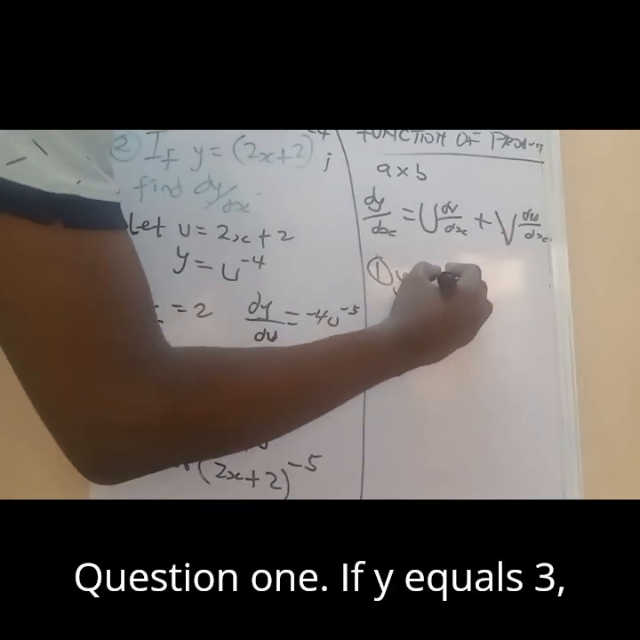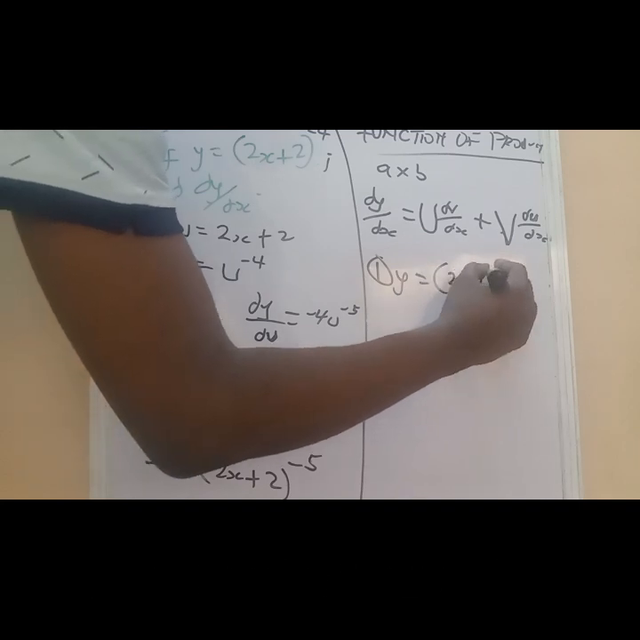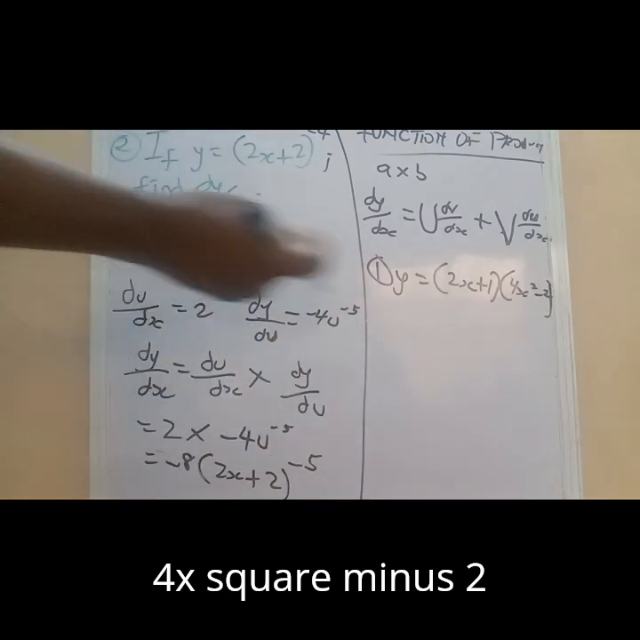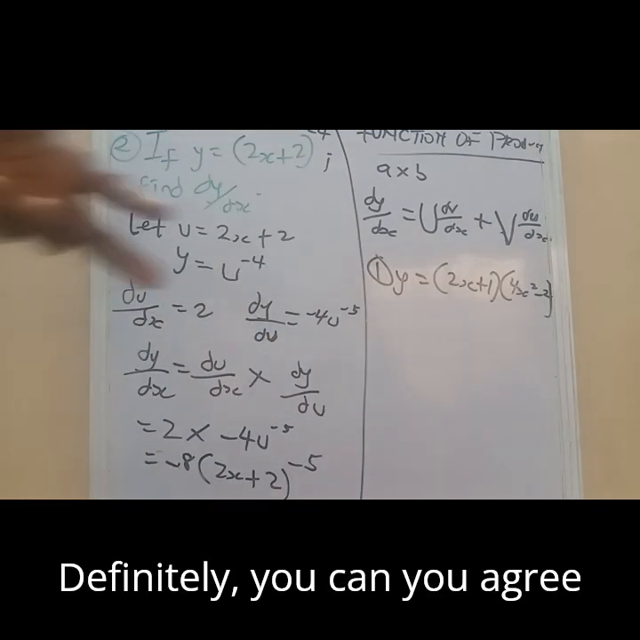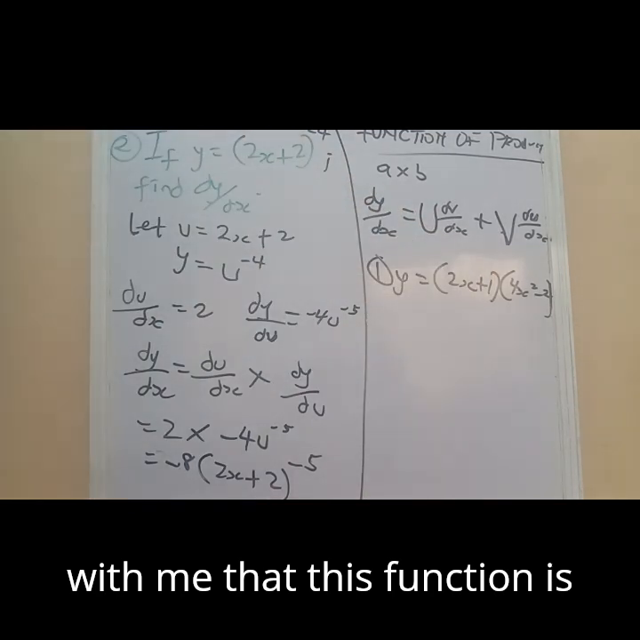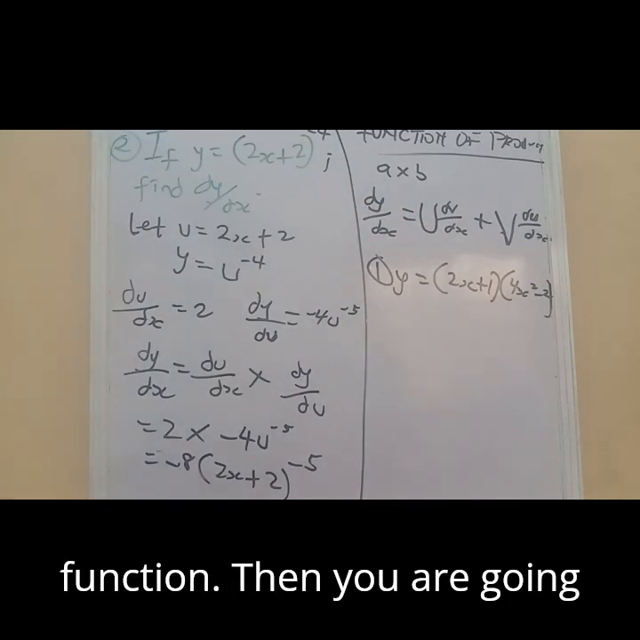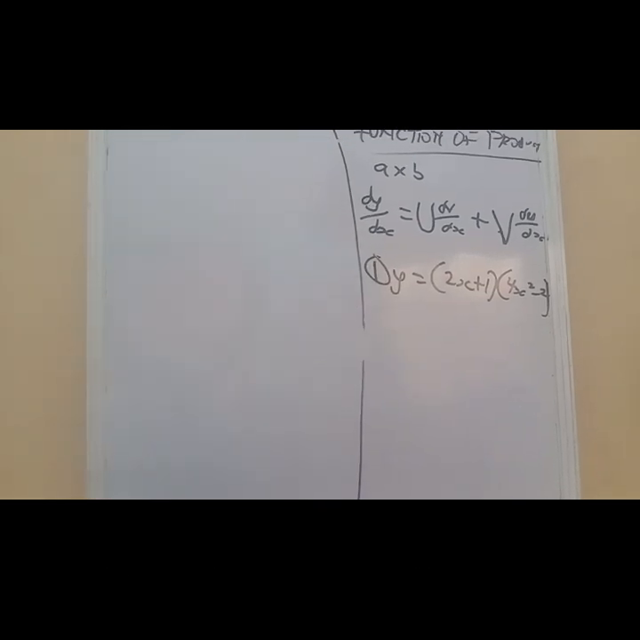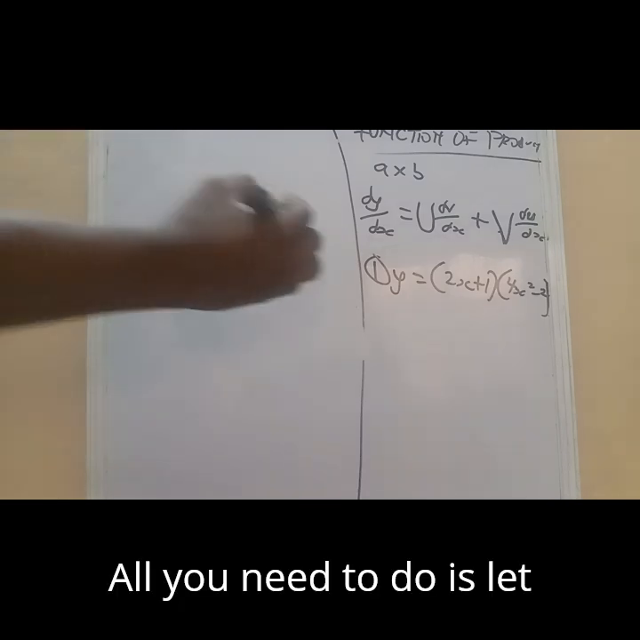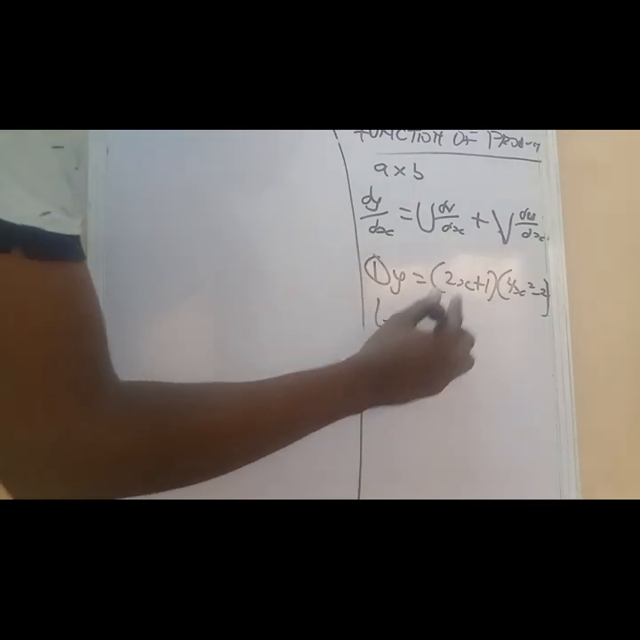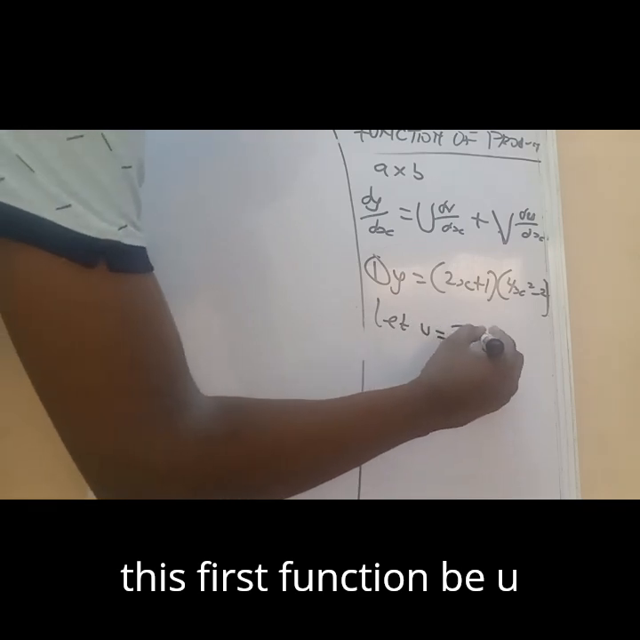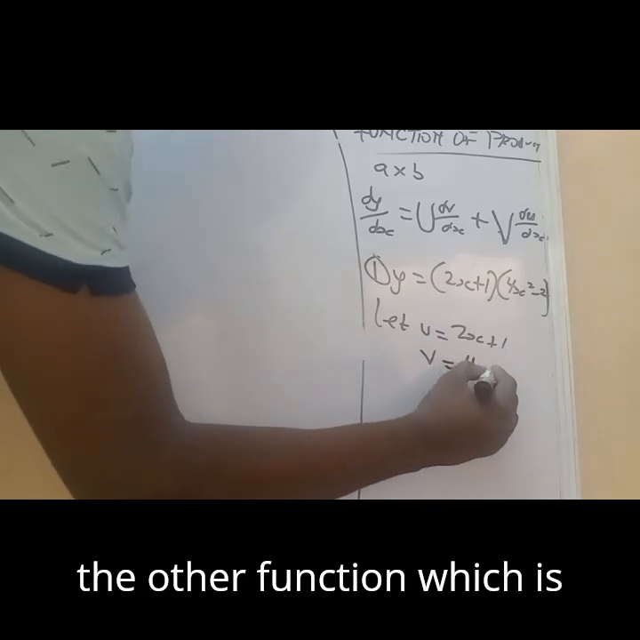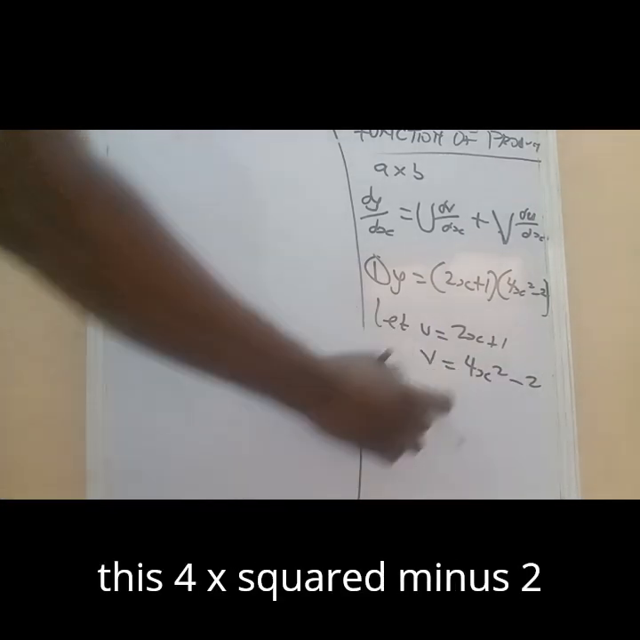If y equals (2x plus 1)(4x squared minus 2). Definitely, you agree with me that this function is multiplying this other function. Then you are good to go. What do you need to do? All you need to do is let this first function be u, which is 2x plus 1, so that the other function, 4x squared minus 2, will be v.